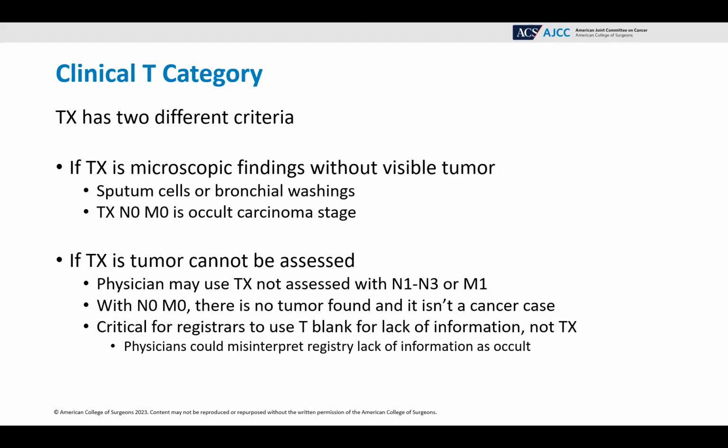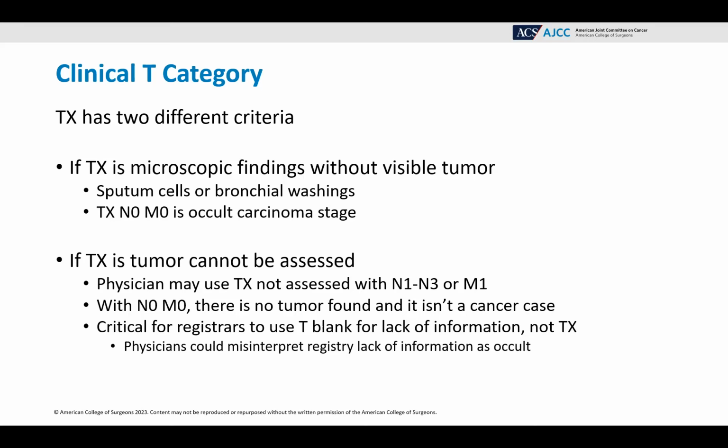Now, lung is unique in that TX has two different criteria. This does not happen in any other disease site. So one criteria is TX can be microscopic findings without a visible tumor. And this would be as if you found tumor cells in the sputum cells or the bronchial washings. But when they did examination of the lung, no one could find a visible tumor. So this would be assigned TX N0M0 for an occult carcinoma stage.